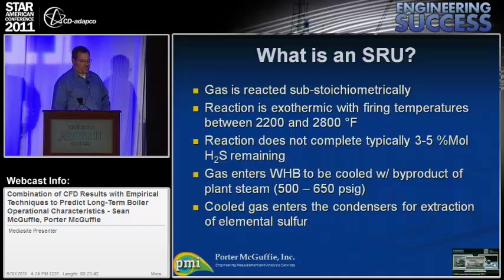The gas stream then enters the waste heat boiler, what we'll be talking about, to be cooled primarily. The gas cannot enter the condensers above about 700 degrees Fahrenheit. As a secondary, you get steam out of your waste heat boiler at 500 to 650 psig. That can be used for plant purposes, power equipment, power processes for heating and stuff.